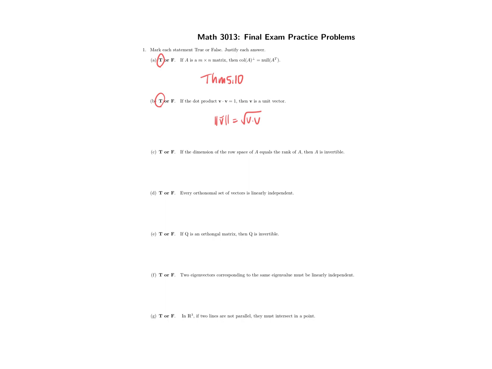The dimension of the row space equals the rank, then it's invertible. So this is false, because the dimension of the row space is the rank. So it's always the rank.